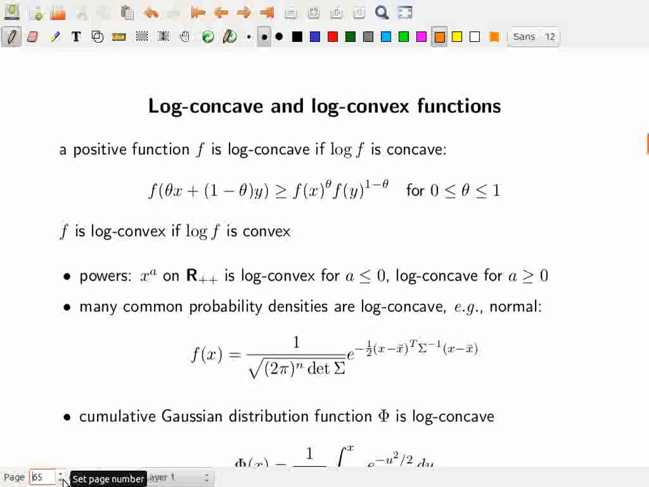Okay, I think this is the last topic that I want to talk about today, and next week I will go through some optimization problems. We finished the introduction about sets, convex sets and convex functions with this last topic.